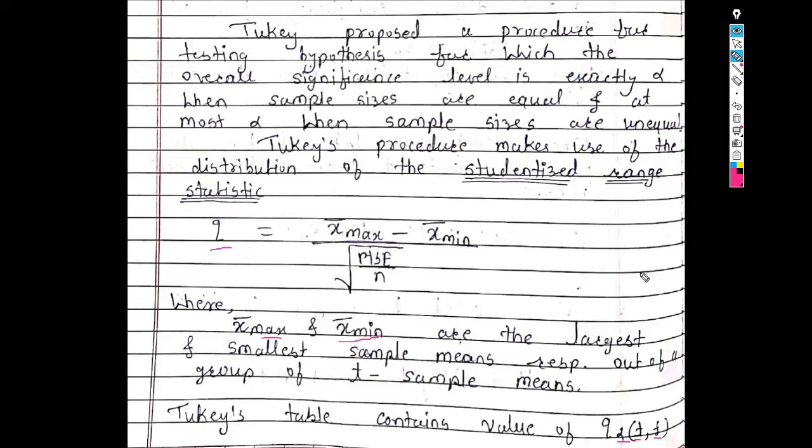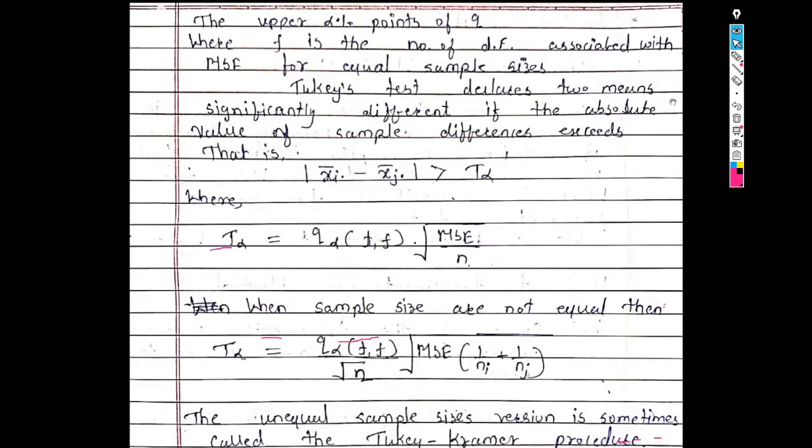So in our statistical tables we have values for Tukey's test, and that table is Tukey's table, in which we have values for Q alpha(t, f), the upper alpha percent point of Q, where f is the number of degrees of freedom associated with the MSE, that is, the error degrees of freedom. For equal sample sizes, Tukey's test declares two means significantly different if the absolute value of the sample difference exceeds the critical value.